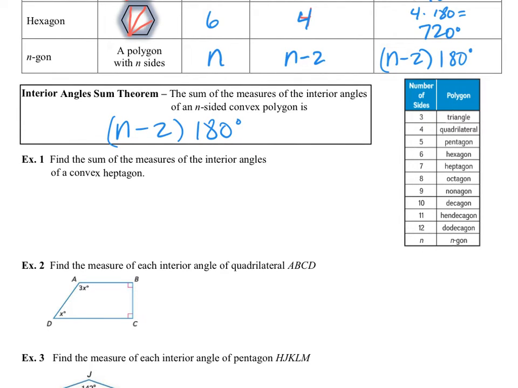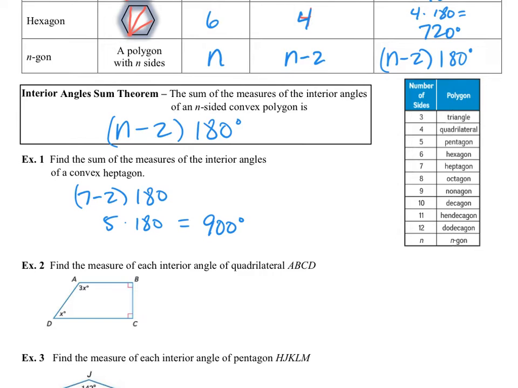Okay, so let's take a look at this first example, which says, find the sum of the measures of the interior angles of a convex heptagon. Well, we can see over here that a heptagon has 7 sides. So since it has 7 sides, we'll use this interior angle sum theorem, take the number of sides minus 2 and multiply that by 180. So we'll take 7 minus 2 and multiply that by 180. So some quick arithmetic, we can see that our final answer is 900 degrees.